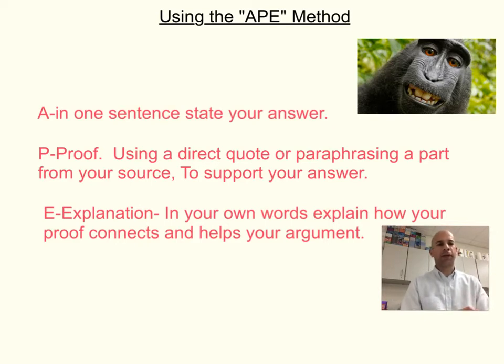The E stands for explanation, and this is the hardest part for students to do, and this is the part that you really need to focus on. So the explanation is, in your own words, you're going to explain how the proof that you found helps connect to and prove your argument. The proof that you used, you're going to have to explain to me how that supports your argument. And that's the part that a lot of students get hung up on. But I'm going to show you an example that will help ease your mind and show you how to put the APE method into practice so you can do it today with the questions that I'm giving you.